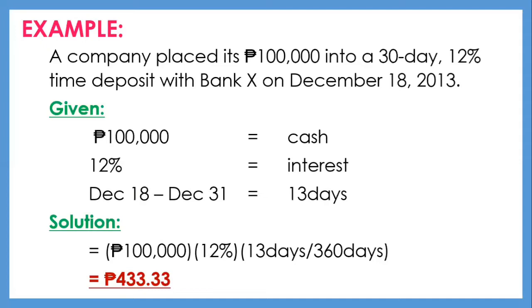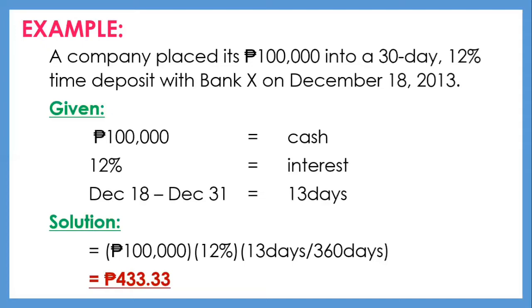This further means that from December 18 to December 31st, the company already earned an interest which the company should recognize, but it cannot be received yet because the interest can only be received upon the maturity of the time deposit. So how do we go about with the adjusting entry?